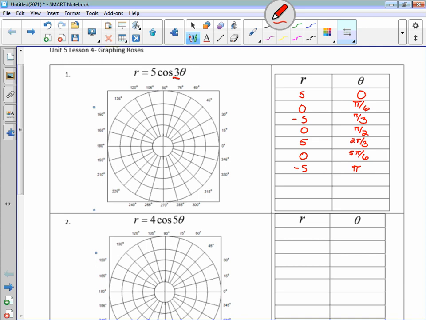Let's do 7 pi over 6. Okay. What else do you want to do? Do we have enough? Let's do a couple more. What do you want to do? 4 pi over 3? Sure. What do I get? Positive 5, right? Let's go ahead. Let's do 3 pi over 2, and then we'll stop.